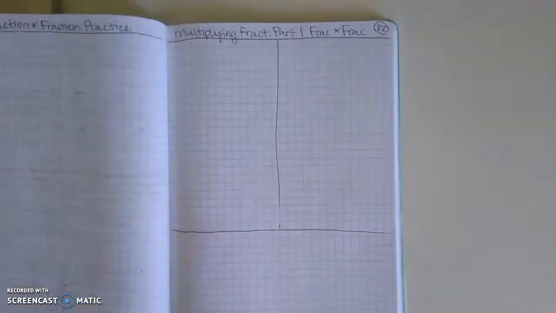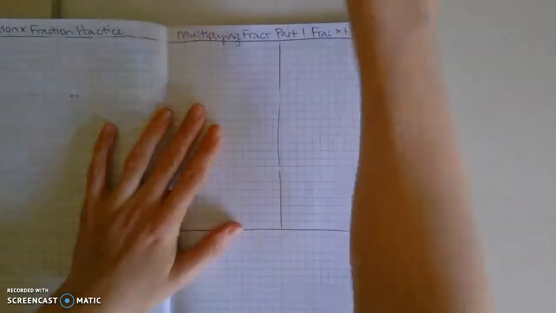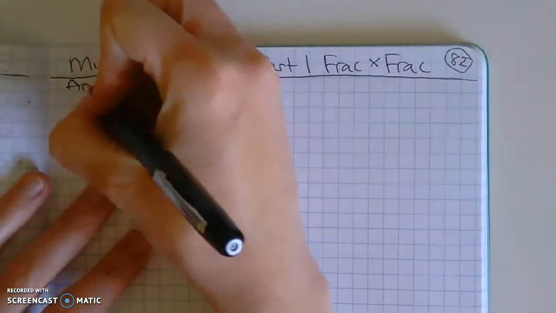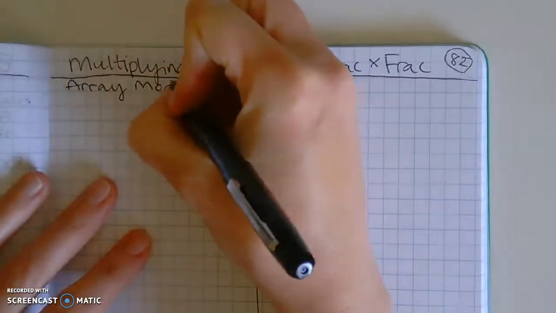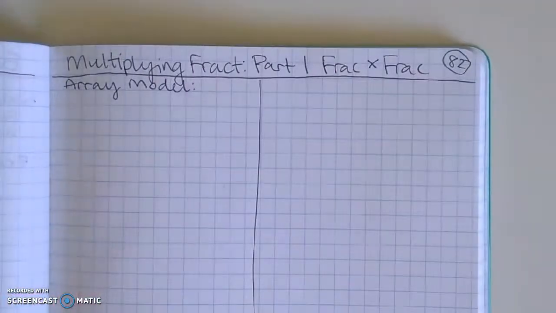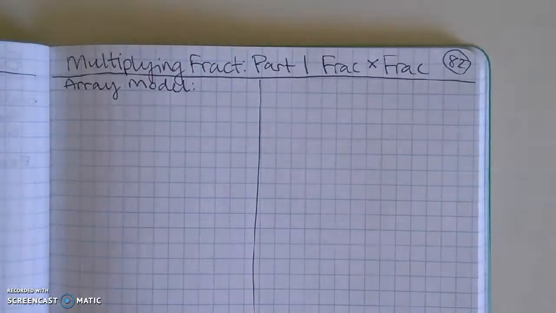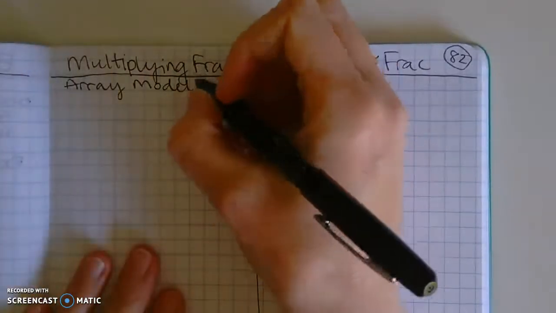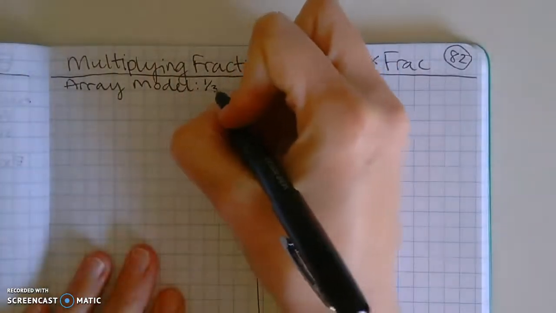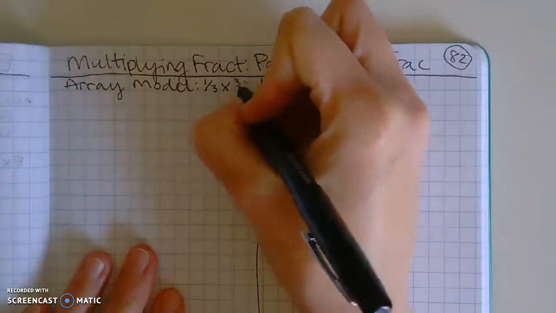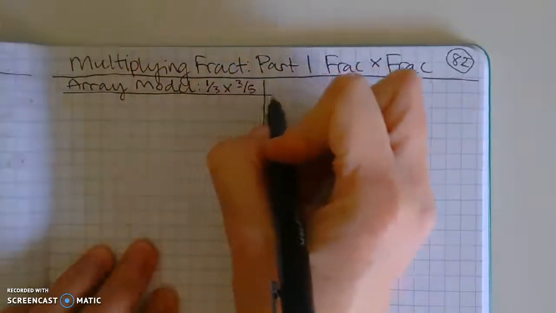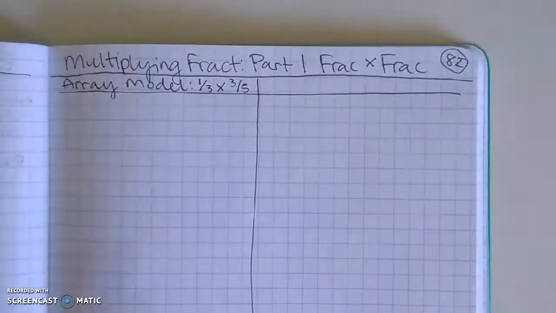So we're going to do the array model up near the top, and let me zoom back in so you can see what we're doing here. Okay, so this is going to be the array model. And if you remember array from multiplying before, it's a blank by blank, okay? So let's say we have a fraction. We are going to multiply 1/3 by 3/5, okay? And that's going to be on both of these sides.